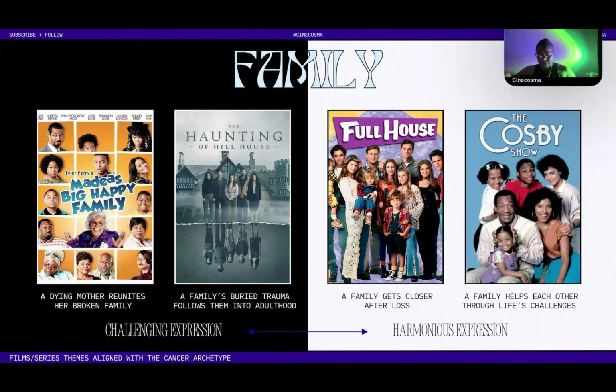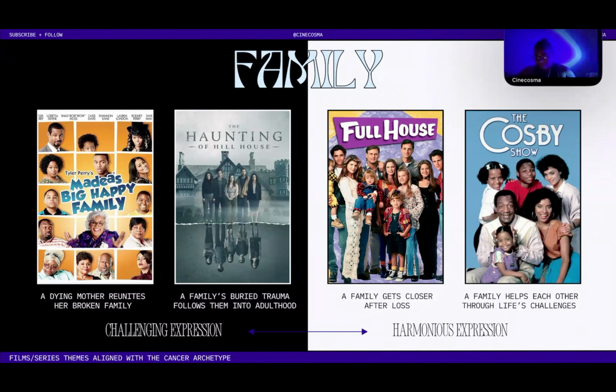So, going back to The Haunting of Hill House, a family has buried trauma and it literally follows them into adulthood. And when I say literally, I mean there's ghosts, there's characters who have visions of the past, and on the top side, they're adults. On the bottom side, they're children. So even just looking at the poster alone, that can already give you some vibes that we're about to see a story that follows a family from when they were children up until they're adults.